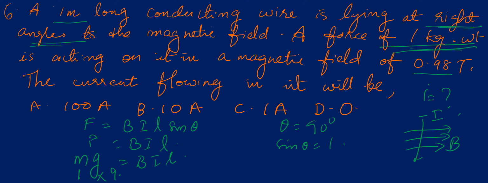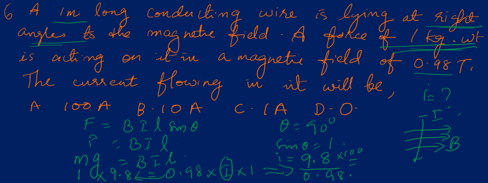We know that g is 9.8 and B is given as 0.98. I we should find out, and L is 1 meter. From this we can find out I. We will take other terms to the left hand side. So I is equal to 9.8 divided by 0.98. Multiply both numerator and denominator by 100. So we will get 980 divided by 98, that is 10. So the answer is option B, 10 ampere.